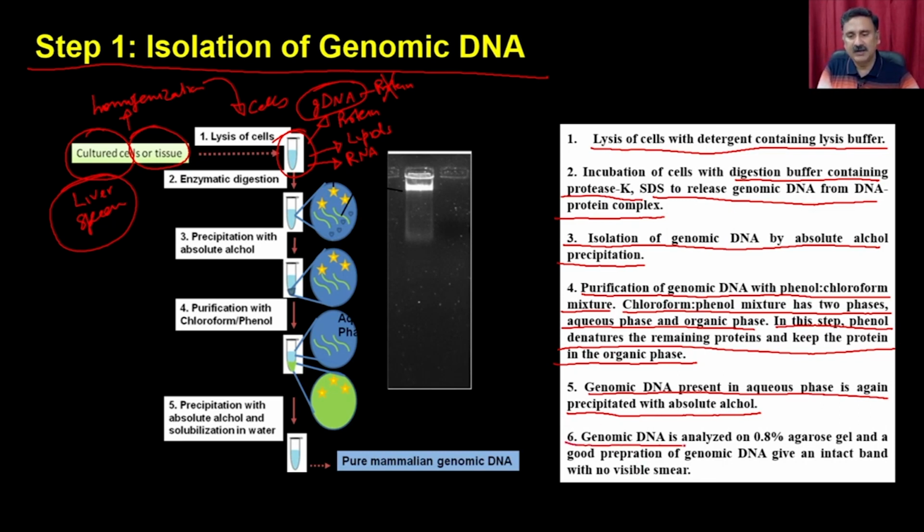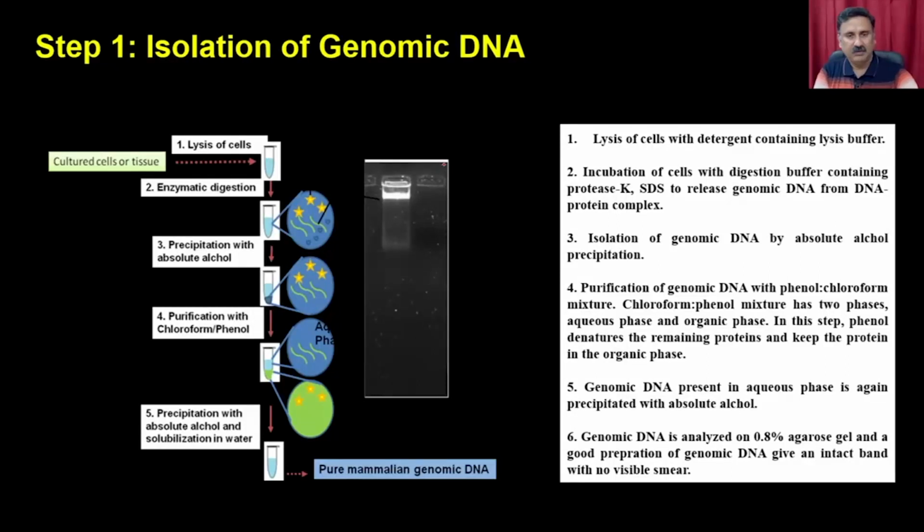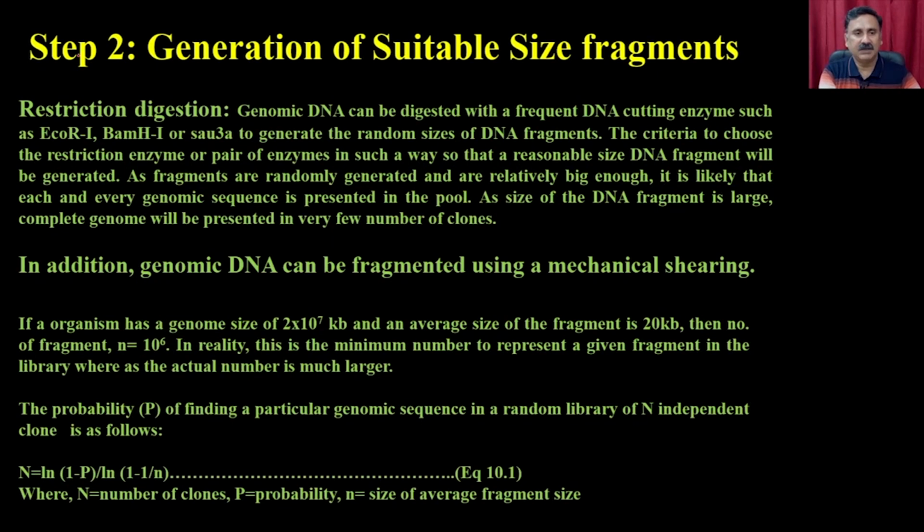So you're going to analyze the genomic DNA on 0.8% agarose, and a good preparation of DNA may give an intact band with no visible smear. So this is what you see. This is the genomic DNA, right? This is the control where there is no genomic DNA, and this is the genomic DNA. What you see here is one intact band, and that migrates very slowly because the genomic DNA is very big, so it does not migrate very fast. So this is all about the isolation of the genomic DNA.